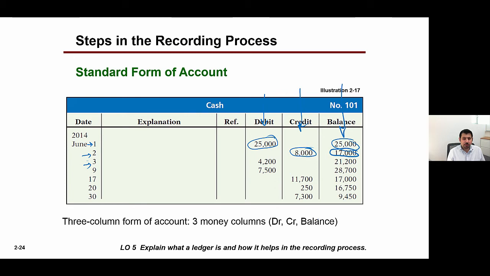Now, in general, the explanation is used to provide additional information. However, in certain cases, it's not, and we will see soon why. And the reference also, we will see when it will be used, or what to include under reference. So basically, we include the amount under the correct column, the debit, credit and balance, and we have the date. This number here is the number of the account as it shows on the chart of accounts.